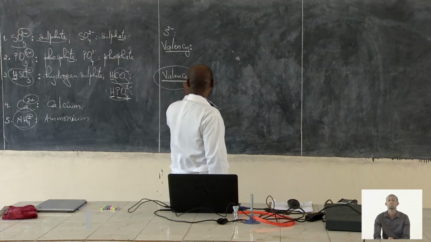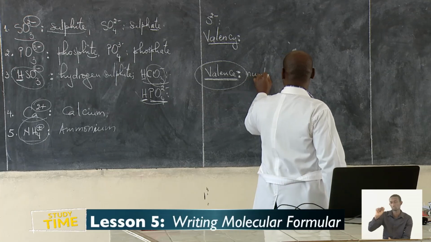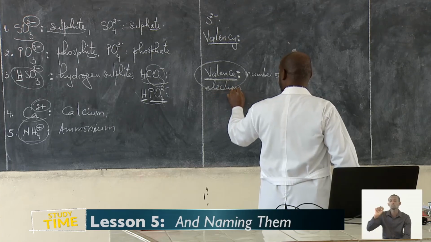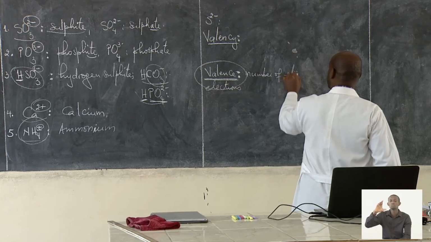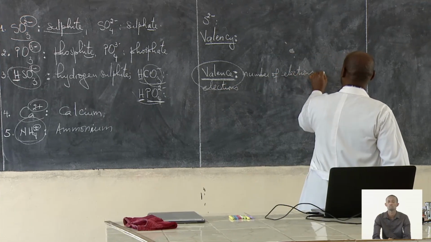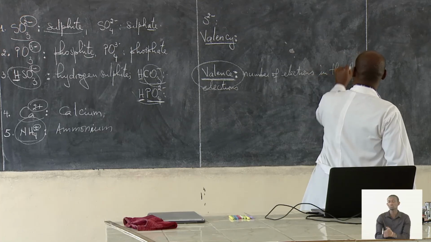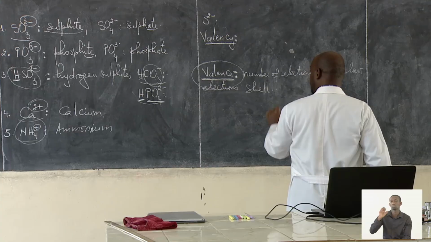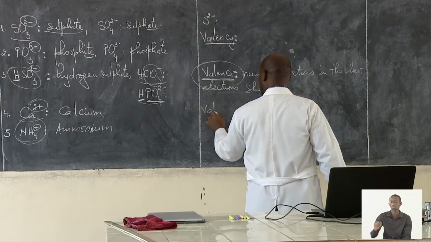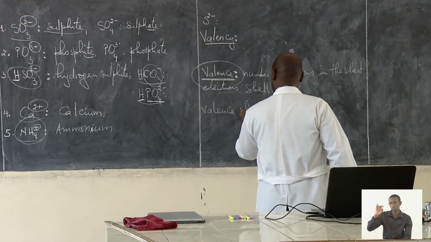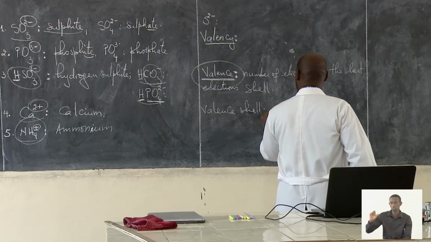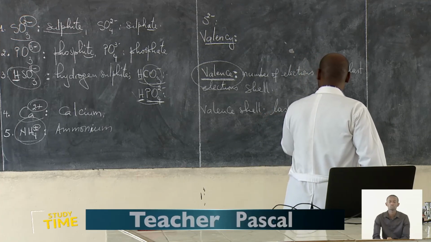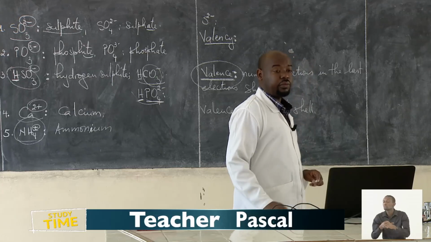Valence electrons means the number of valence electrons in the last shell. And valence shell, that is the last shell, going out further from the nucleus.